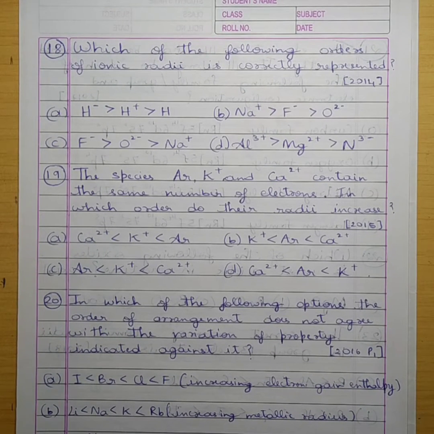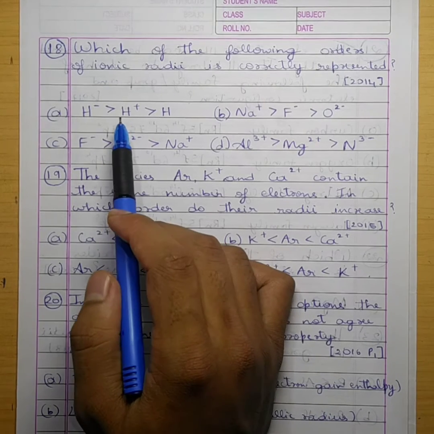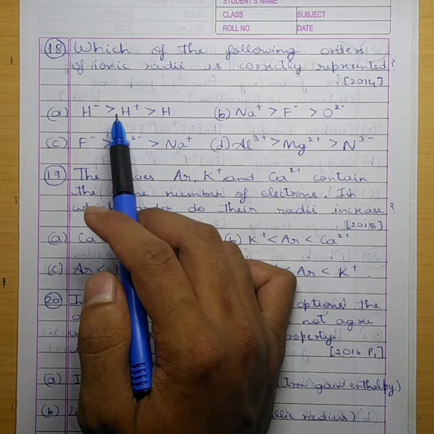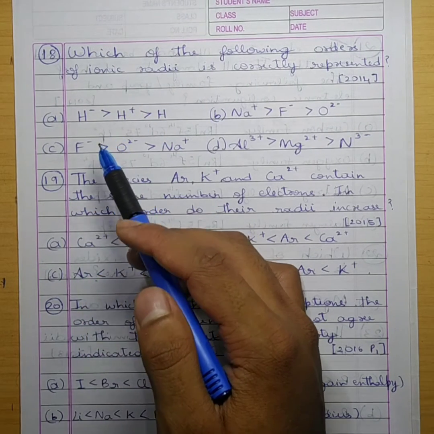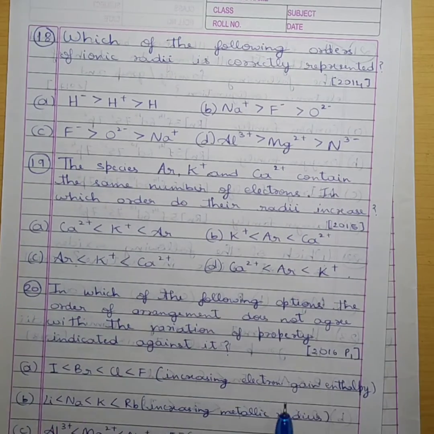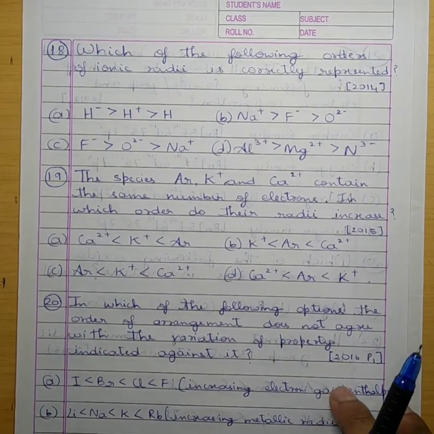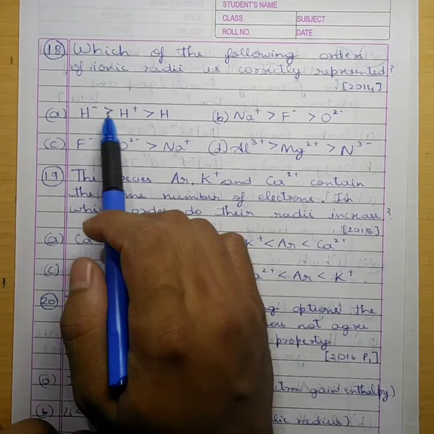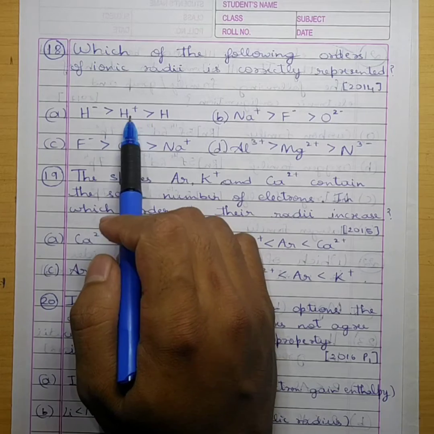So here, it seems that in the first option, the parent atom should be in the middle, because cations lose electrons and are smaller in size than the parent atom, and anions gain electrons and are larger in size than the parent atom. Hence the order should be H minus, then H, the parent atom, then H plus. It is wrong.